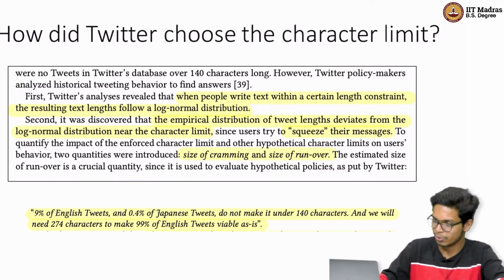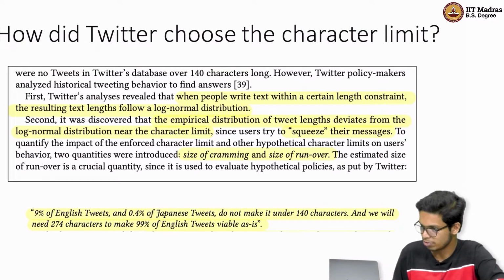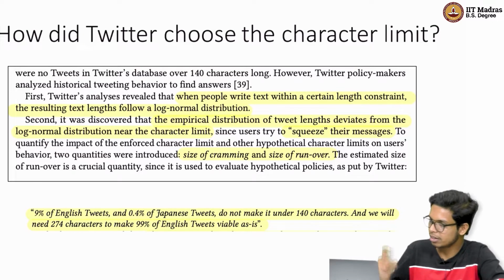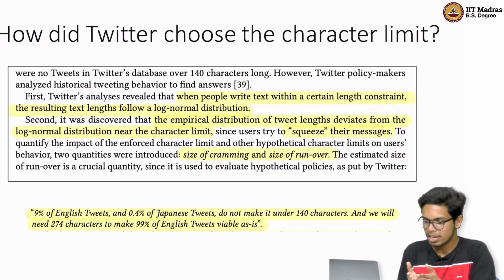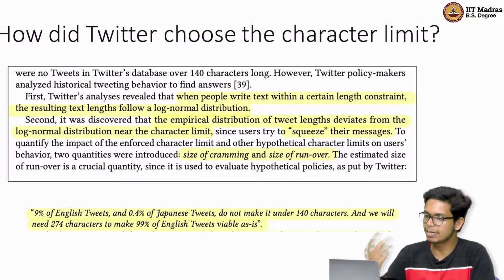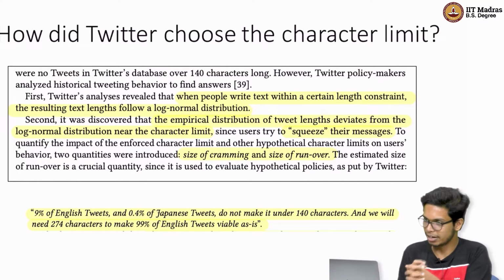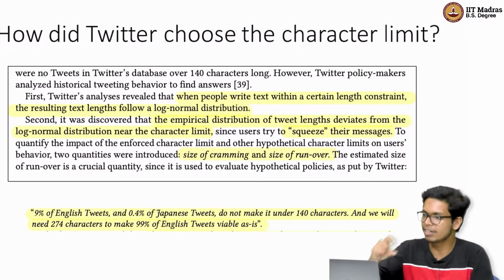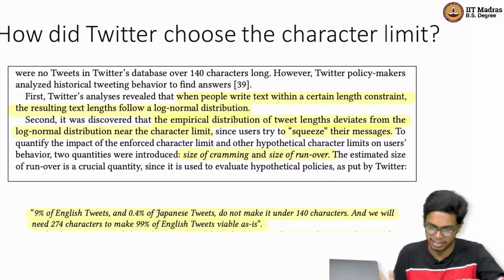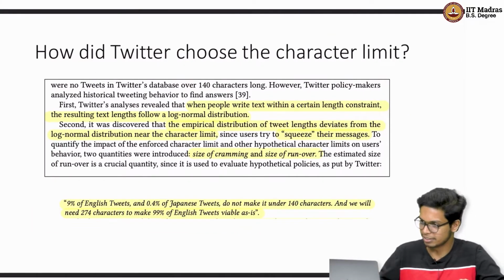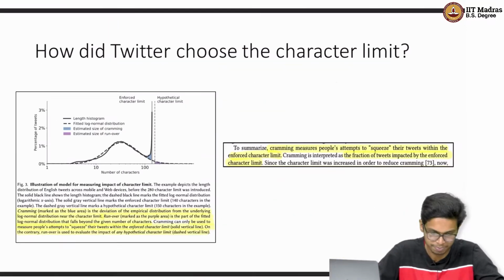This is the whole motivation behind conducting this study. 9% of English tweets and only 0.4% of Japanese tweets do not make it under 140 characters. So if you want to increase the character limit such that 99% of English tweets are able to fit in the same tweet, then you have 274 characters, and this is just a heuristic that the authors used. In the subsequent slides, we'll look into a bit more mathematical detail of how it happened, right?